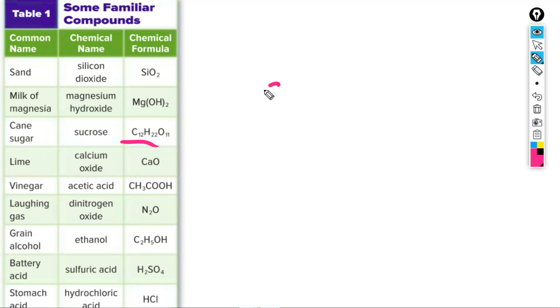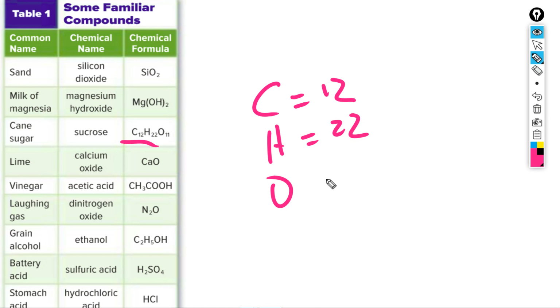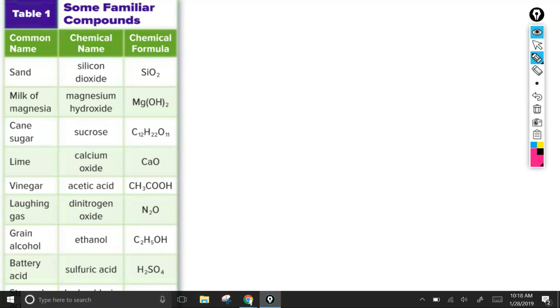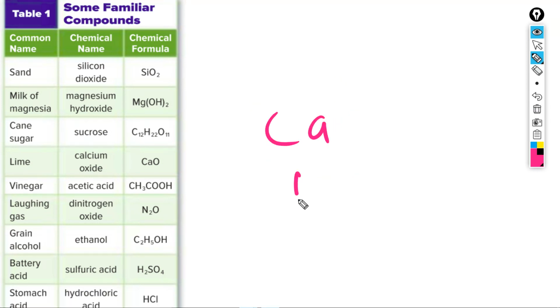This one, C, H, and O. How many C's? 12. How many H's? 22. How many O's? 11. So you're going to have to do this on your own in a minute. If you've just kind of been writing down what I'm doing and not really thinking about how to do it, this is the point where you need to start thinking about what I'm doing. Maybe pause the video and do the next few first and then see if you're right. We've got one Ca and one O because there's no subscripts written after them.